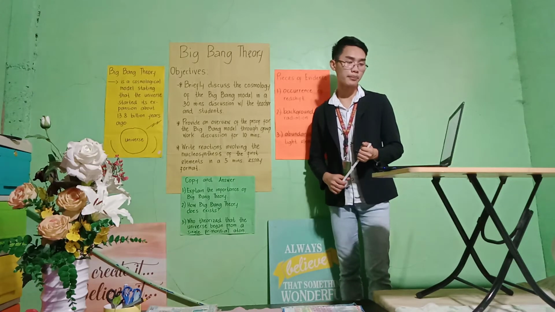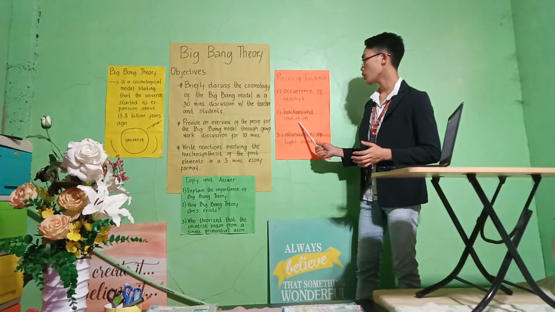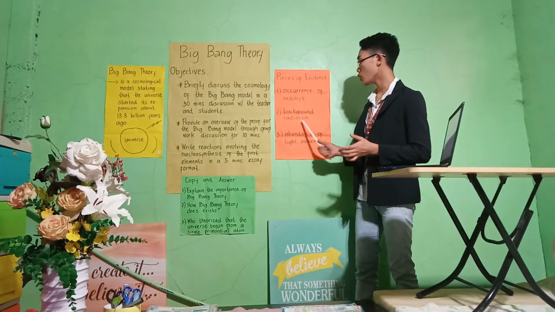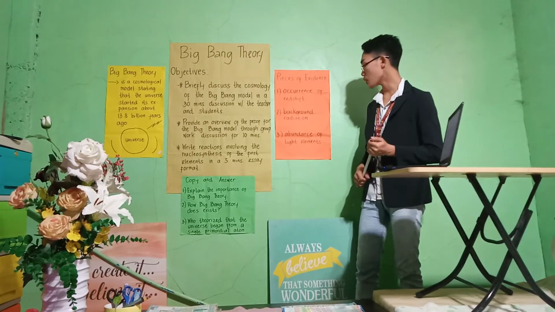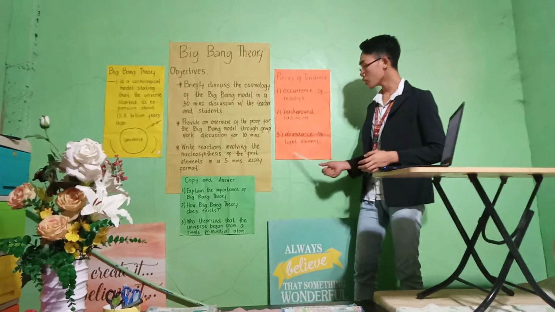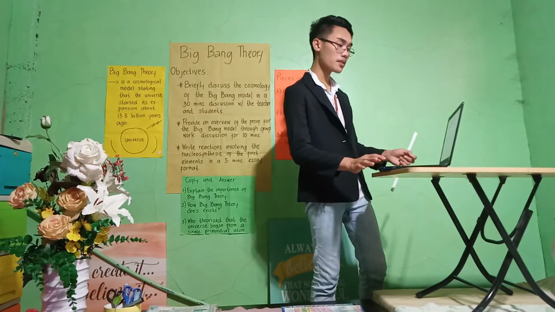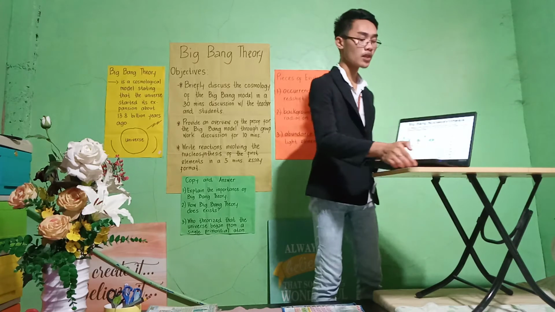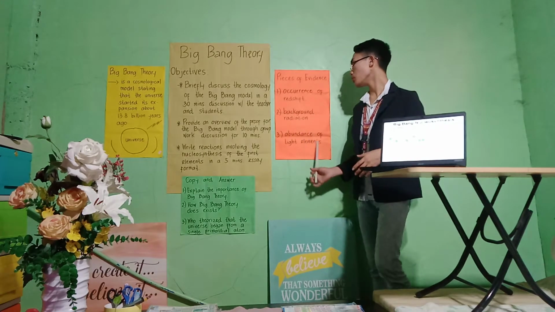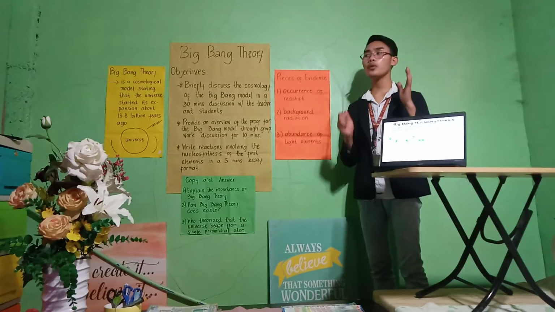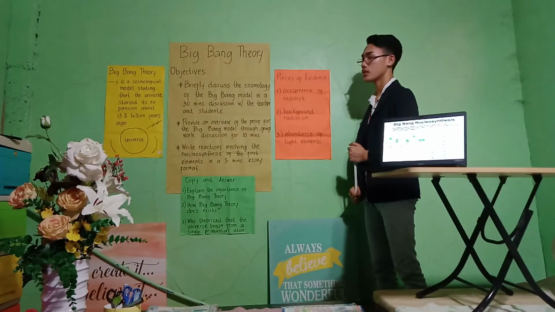So I know that all of us really know what radiation is, right? That's really great. So the third one is the abundance of light elements. Did you see this picture? When you hear the word elements, what comes to your mind first?